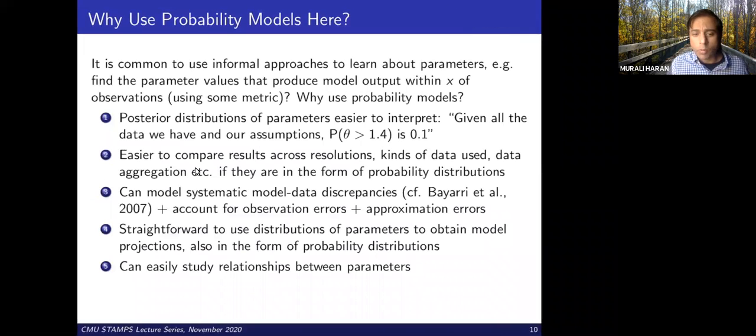And finally, if you want to study the relationships between parameters, that's also very easy to do when you use a probability model. And any one of you who's worked with complex models knows that our models are always more ambitious than the data that we have. At least every problem I've ever worked on. And you have identifiability issues, and you'd like to find out which combinations of these parameters yield the same kind of behavior. It's a lot easier to do that when you have probability distributions. You can look at how elliptic the bivariate marginals might look, for example.